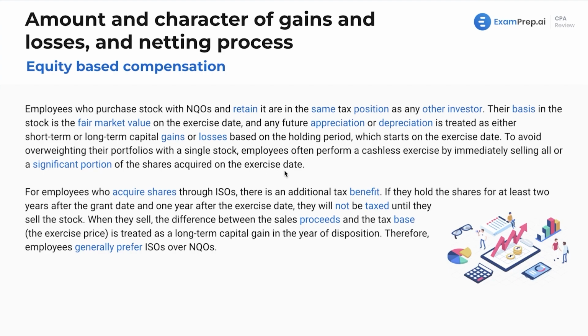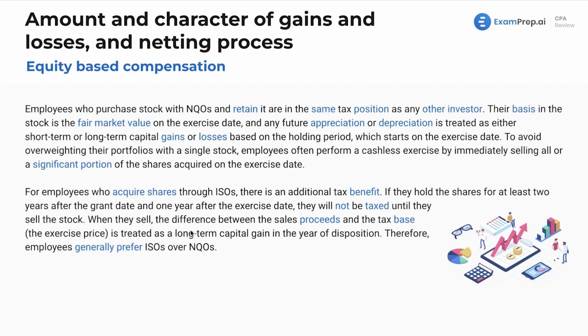Now, for employees who acquire shares through our ISOs, there's an additional tax benefit. And as we said, this is better for the employees. If they hold the shares for at least 2 years after the grant date and 1 year after the exercise date, they will not be taxed until they sell the stock. Again, it's great, but it's an incentive. Government wants you to have more stability in the market. Prices of stocks always going up.